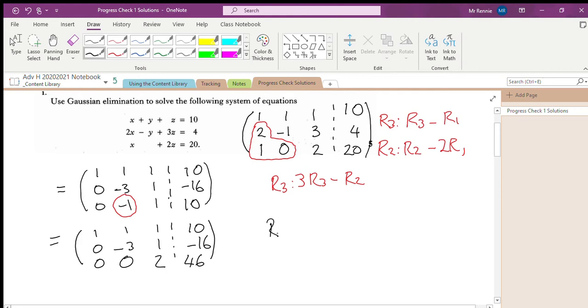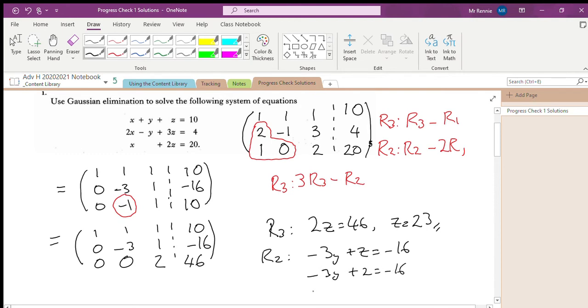So what row 3 says is that 2 lots of z equals 46. Therefore z equals 23. Okay, so I found my z. I can then go to row 2. Row 2 says negative 3 lots of y plus a z equals negative 16. So that equals negative 3y plus a 2 equals negative 16.